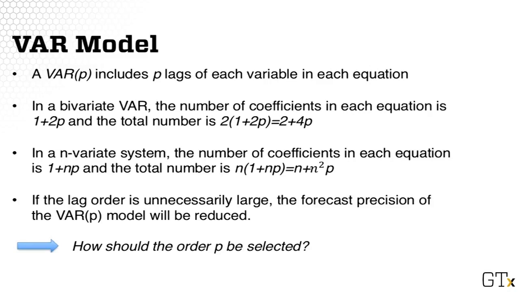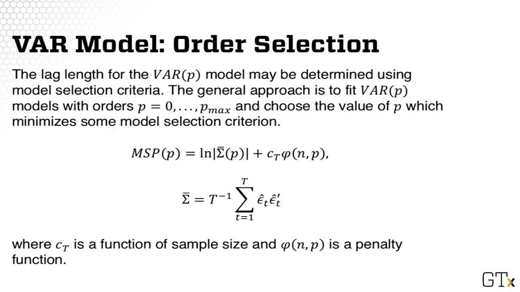Ideally, we would select the order P as small as possible. We do not want to use an arbitrary P which is too large. But how to select the order P? Order selection falls under the more general framework of model selection, when one has several models to consider and wants to select the one with the best performance, where performance is defined by some measure. Thus, the general approach for order selection is to fit the VAR model with P orders from 0 to a maximum order, and choose the value of P which minimizes some model selection criterion.